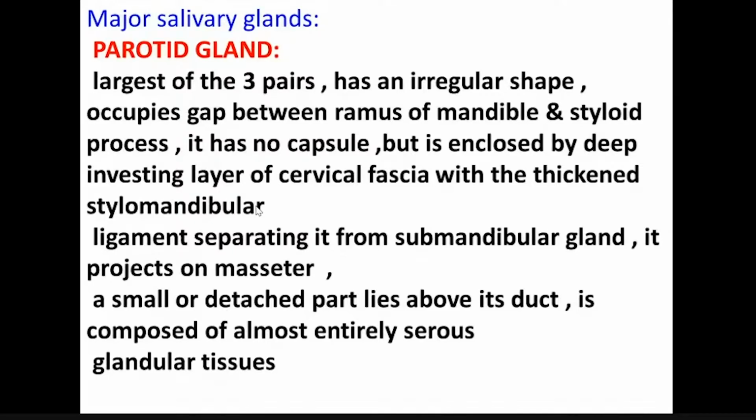Now we'll start with the major salivary glands. As I said, you have 3 pairs of major salivary glands. These are the parotid, the submandibular, and the sublingual salivary glands. The parotid gland is the largest of the 3 pairs.